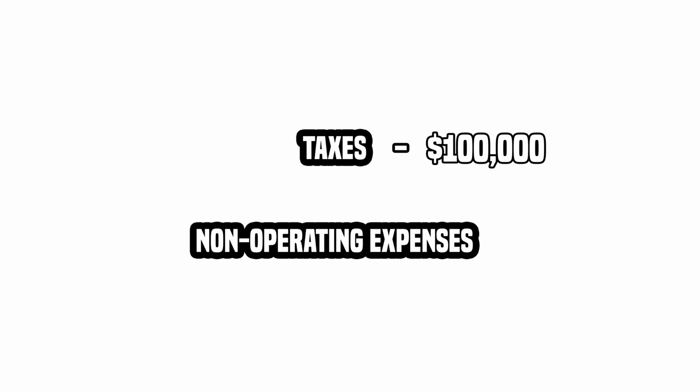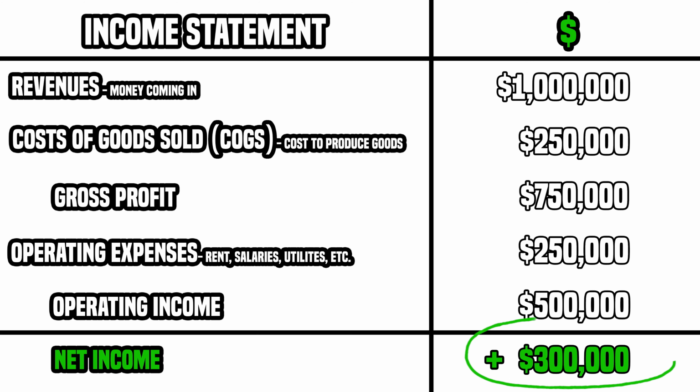After factoring in taxes and non-operating expenses like depreciation, you're left with your net income. This is your bottom line. If the number's positive, congrats, you're making money. If it's negative, well, we better look into that deeper.